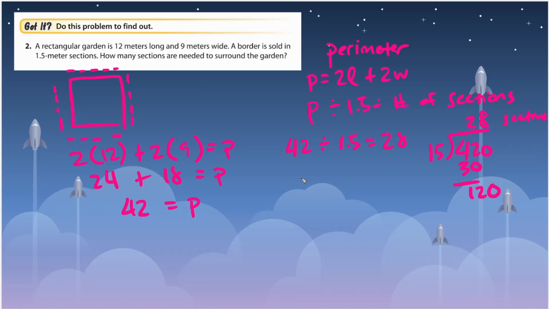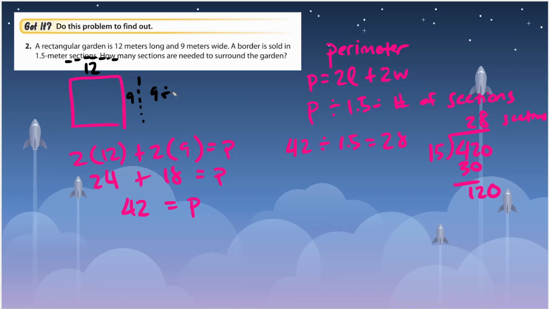How can we check our work? Well, I'm going to delete these little fence things that I drew here. Okay. The fence is going to go into these sections, right? So another way we could do it is find out how many sections go into 12 and how many sections go into 9. Well, how many 1.5 meter sections go into 9?